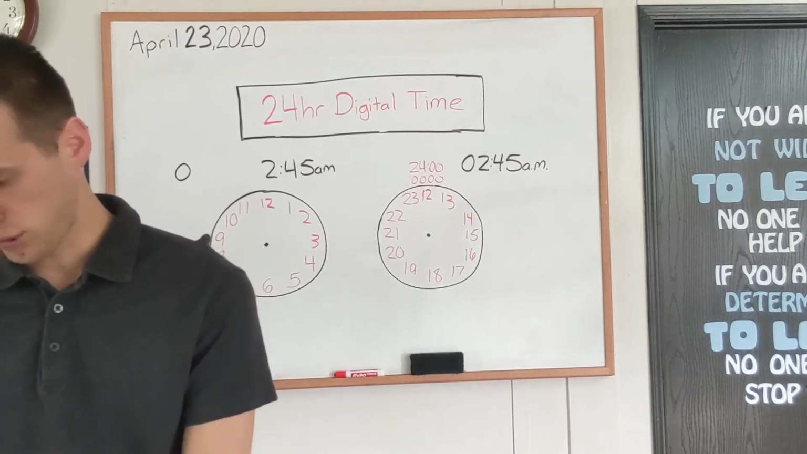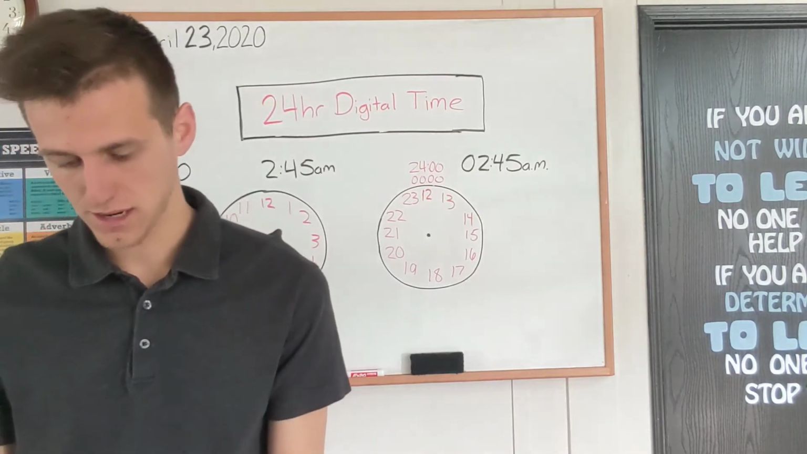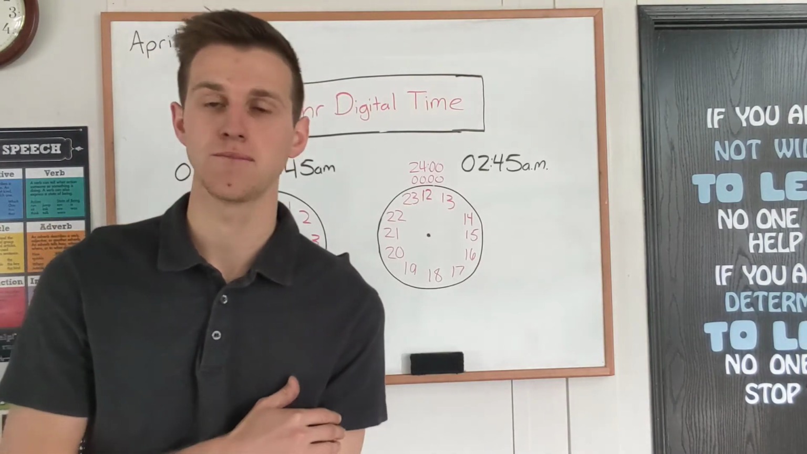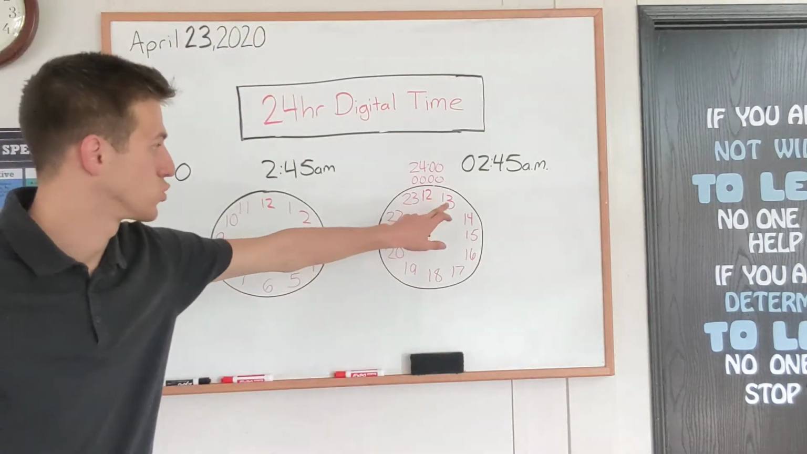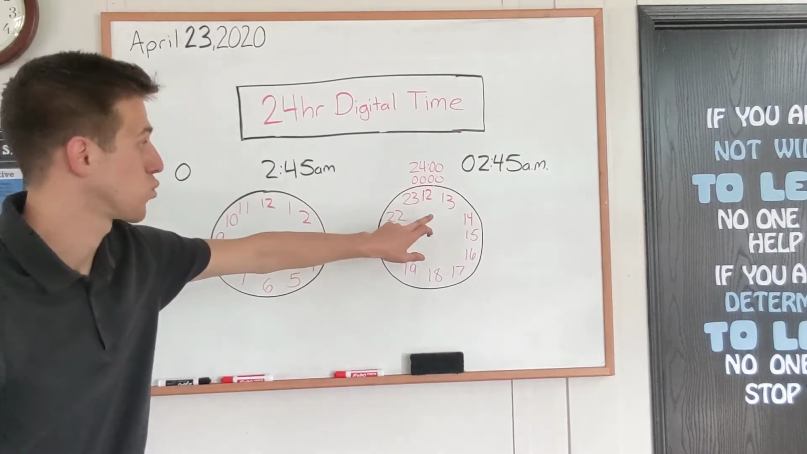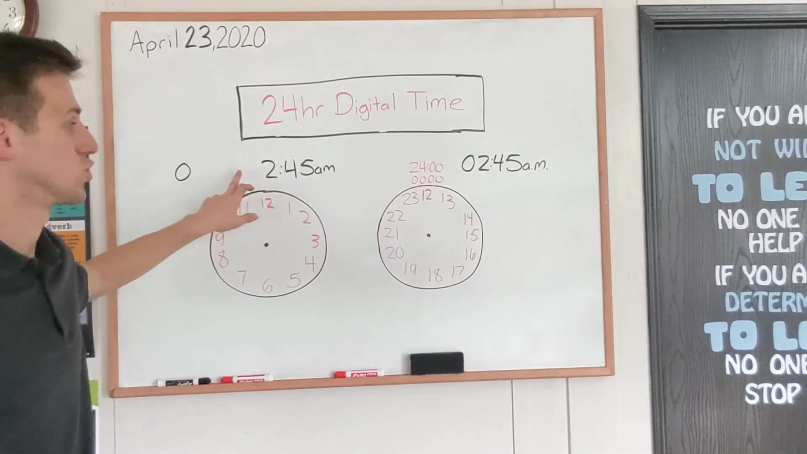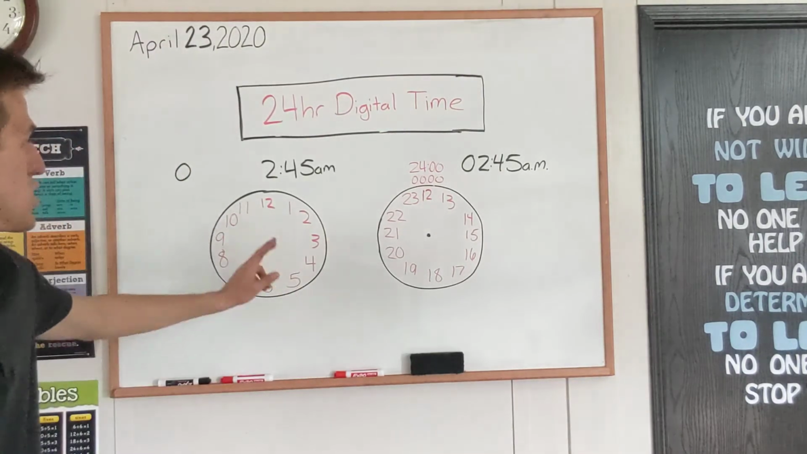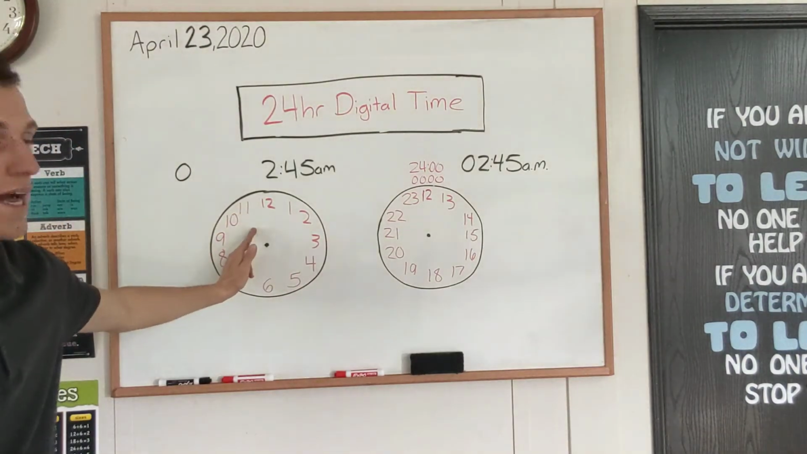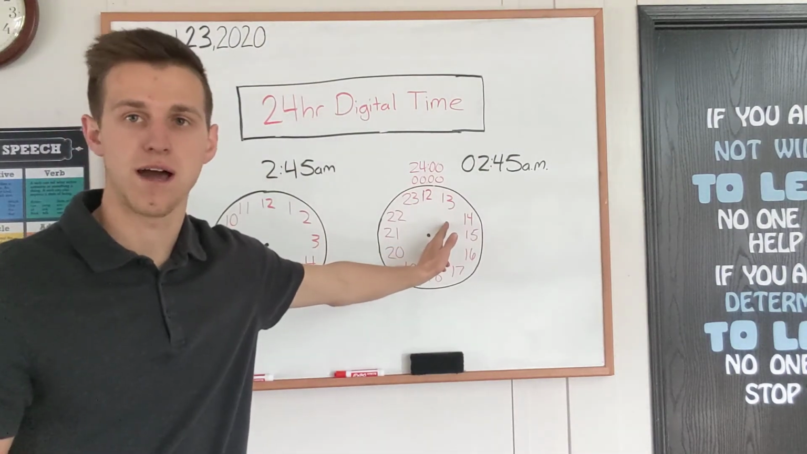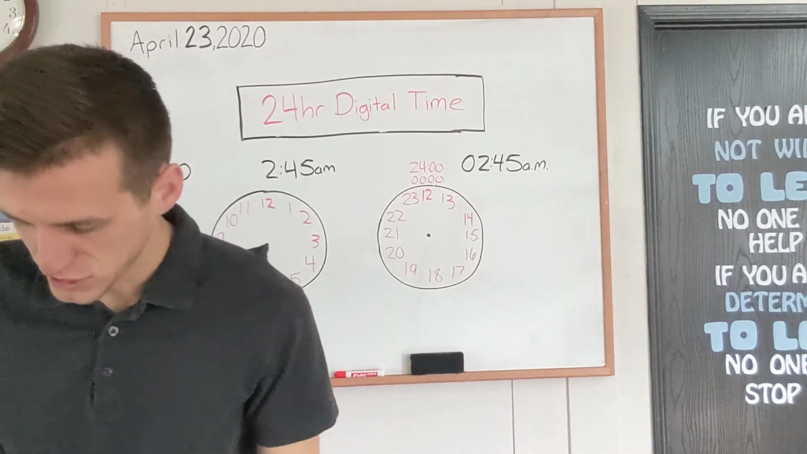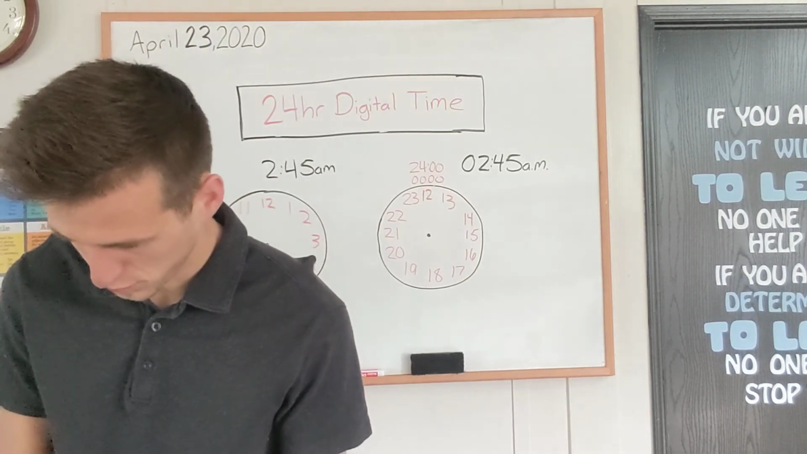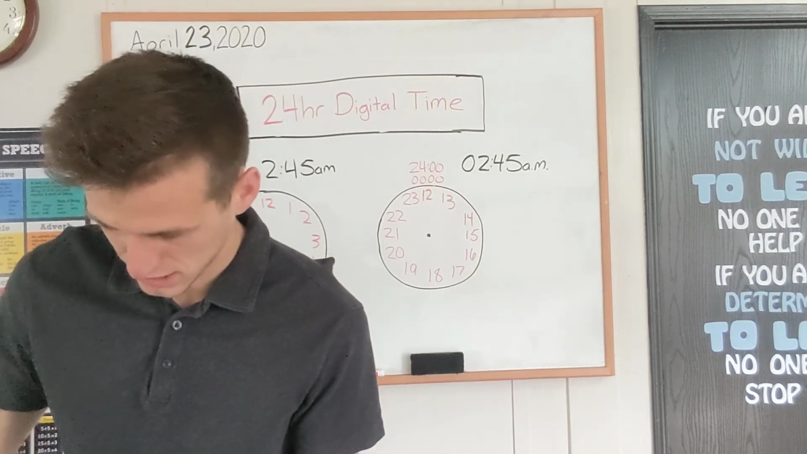Okay? So for your new part, in numbers 1 through 3, you're writing each of these in 12-hour time. So you have to change it from 24-hour time to 12-hour time. And then in 4 through 6, you have to change it from 12-hour time to 24-hour time. Okay? That is your new part, and that is all for today's lesson.